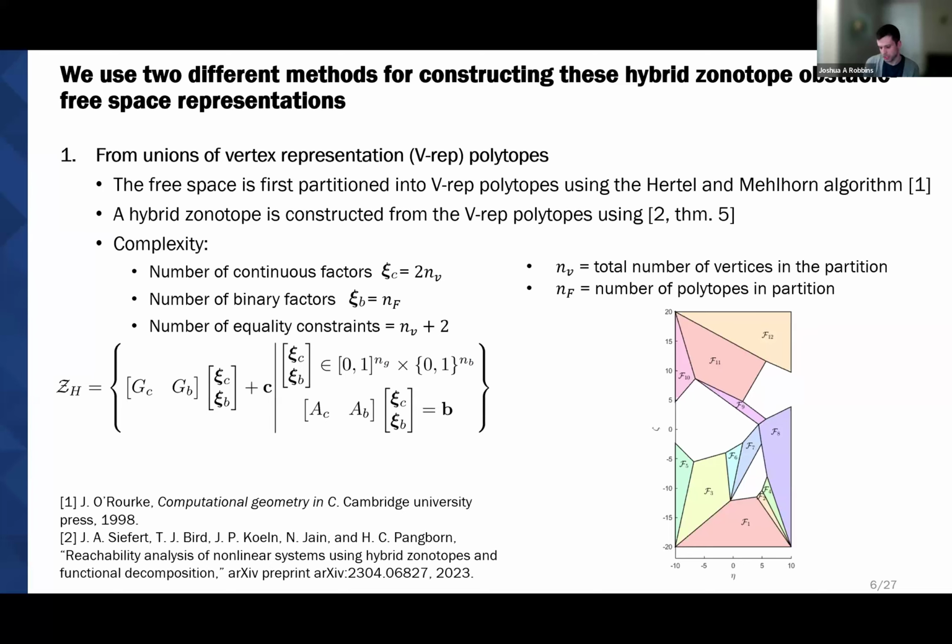So how do we represent the obstacle free space as a hybrid zonotope? We have two different approaches we take. In the first case, we start with a union of vertex representation polytopes. And in that graphic that I've been showing, this is what we do. So first, we partition the free space using a partitioning algorithm. We're using the Hertel and Mehlhorn algorithm. And then we use Theorem 5 in reference 2 at the bottom here to construct a hybrid zonotope from that vertex representation partition. And that results in the figure you see here.